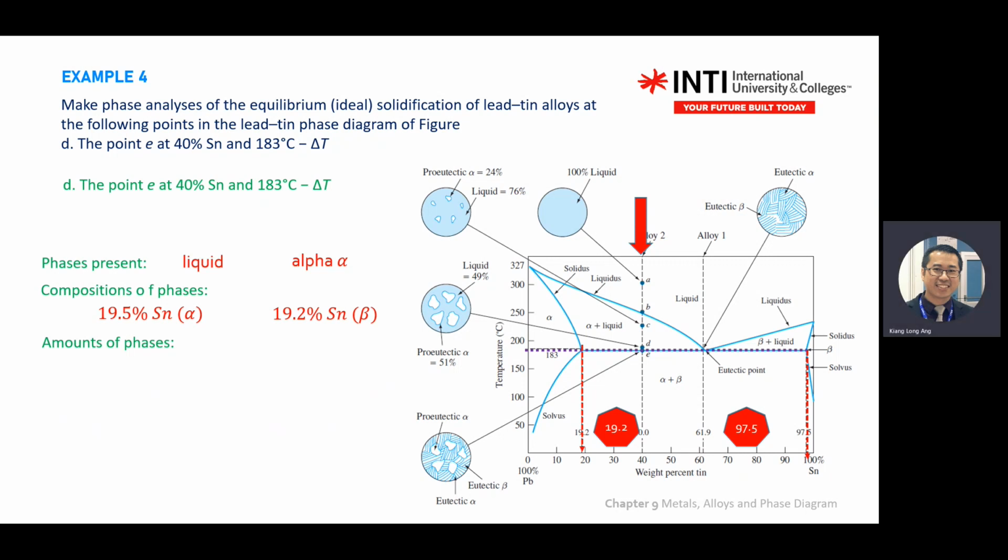It should be alpha and beta. Yeah, I think typo error. This one should be alpha. This one should be beta. Okay, typo error. This one should be alpha. This one should be beta.